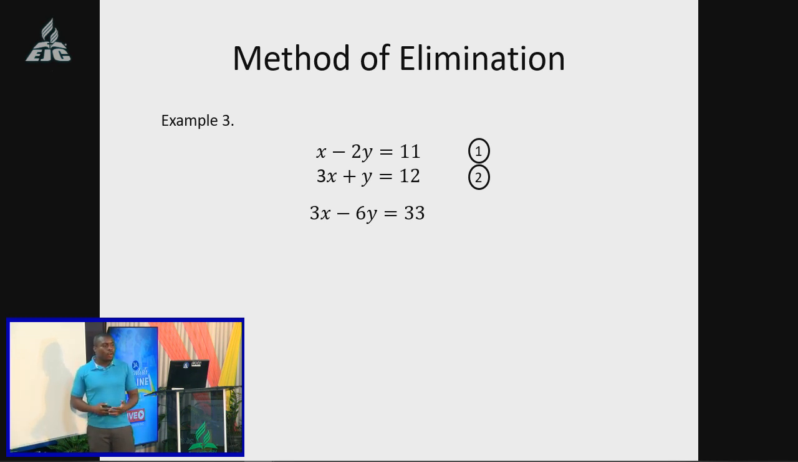When we do that, 3 times x gives us 3x, 3 times negative 2y gives us negative 6y, and of course 3 times 11 gives us 33. So we now have an equation that has a like term with equation 2, and that like term is 3x. So in both equations, we can identify 3x.